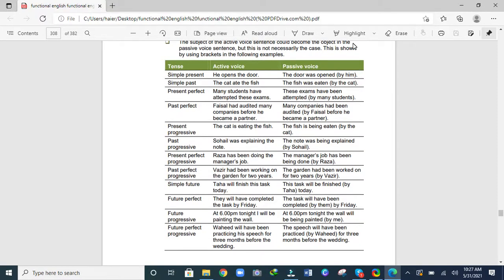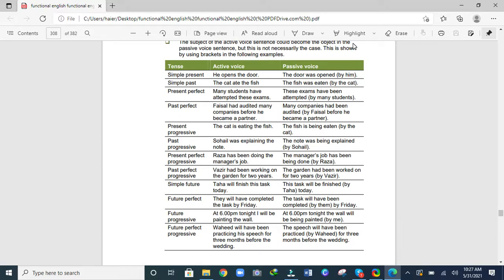So here you have example sentences of how we convert the active voice of that tense into the passive voice. Simple present: he opens the door; the door was opened by him. Simple past: the cat ate the fish; the fish was eaten by the cat. Present perfect tense: many students have attempted these exams. The exams have been attempted by many students.